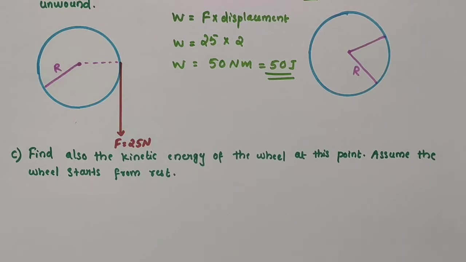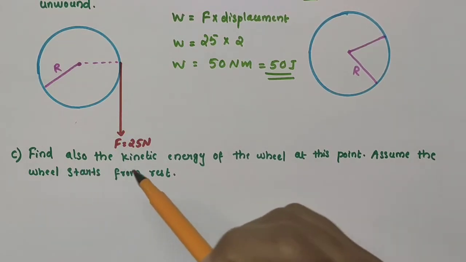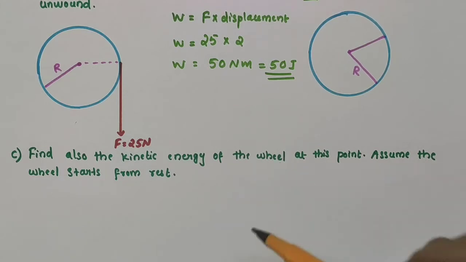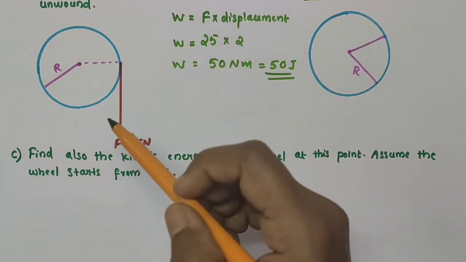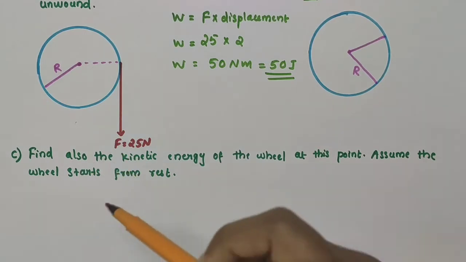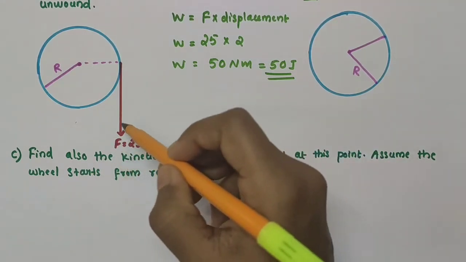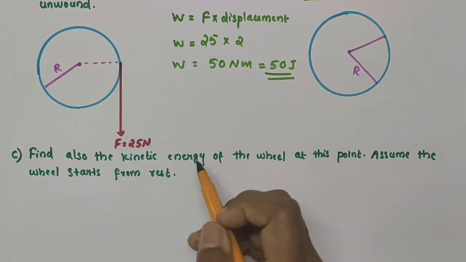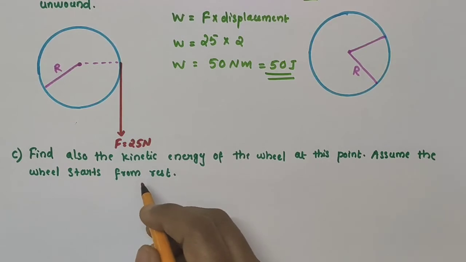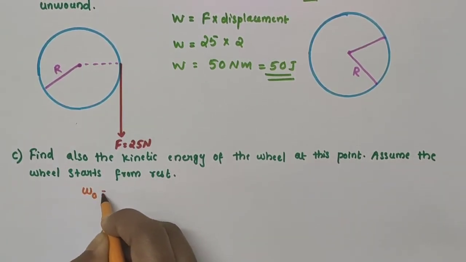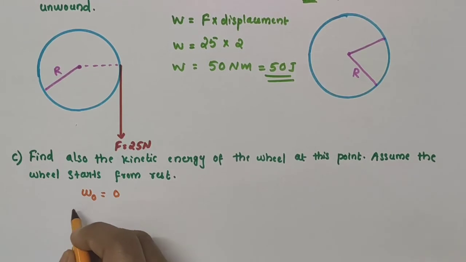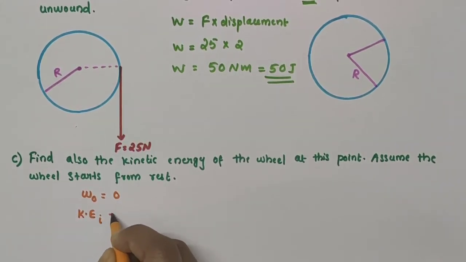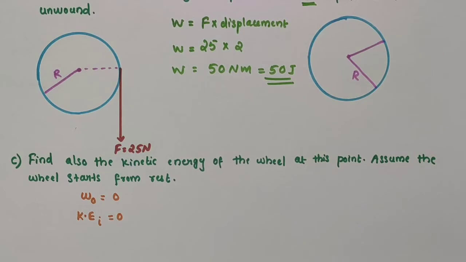Next, let us see the third sub-question C. Find also the kinetic energy of the wheel at this point. Assume the wheel starts from rest. That is, we are asked to find the kinetic energy of the wheel at the point at which 2 meter of the cord is unwound due to the force of 25 Newton. It is given that the wheel starts from rest, so its initial angular velocity omega 0 can be taken as 0, and the corresponding initial kinetic energy can also be taken as 0.